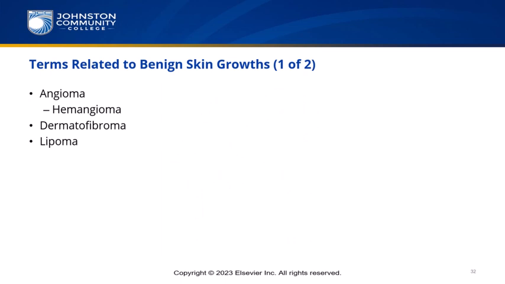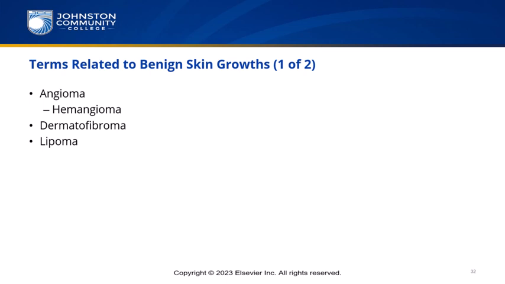Terms related to benign skin growths. An angioma is a tumor of a vessel. Our combining form angio means vessel, and our suffix oma means tumor. Then we have a hemangioma, which is a tumor of a blood vessel. Remember, hemato is our combining form for blood. Then we have dermatofibroma, which is a fibrous tumor of the skin. These lesions are firm and round and usually appear on the extremities.